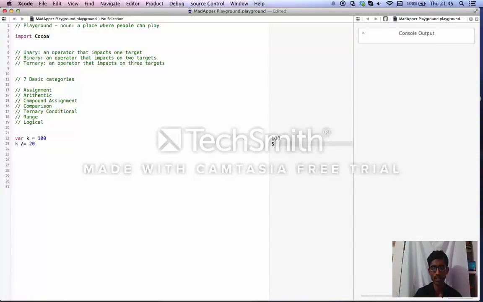In the next section we are going to talk more about comparison and ternary conditional operators.